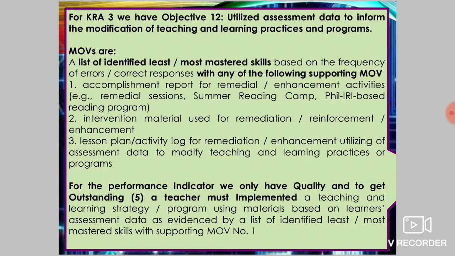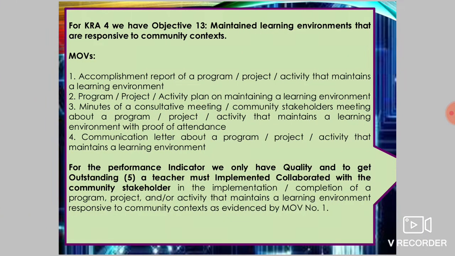So in this portion, to get an outstanding of 5, you should have implemented teaching and learning strategies or programs using materials based on the learner's assessment data as evidenced by a list of identified least or most mastered skills with supporting MOVs number 1. So number 1 is very important, and then you need to think from number 2 and 3 what are the MOVs that support number 1.